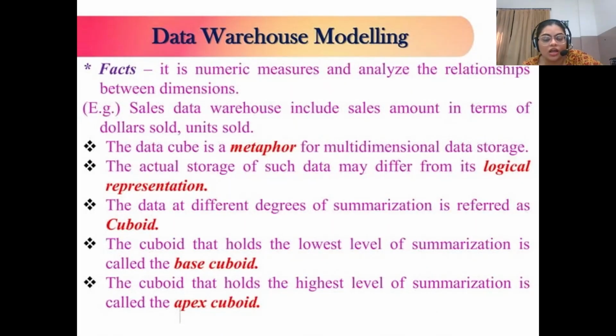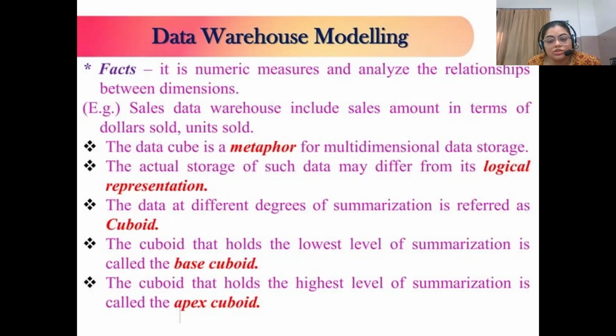What are facts? Facts are numeric measures used to analyze the relationships between dimensions. For example, a sales data warehouse includes sales amount in terms of dollars sold or units sold. So the data cube is a metaphor for multidimensional data storage.